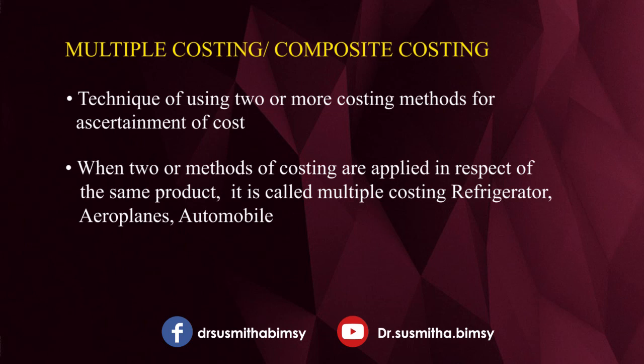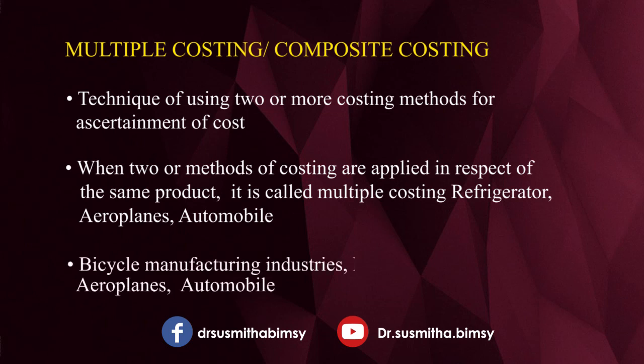For instance, in industries where a large number of components are separately produced and assembled into a final product. The best example is bicycle manufacturing industries. In bicycle manufacturing industries, batch costing is used to ascertain the cost of components. After assembling, unit costing is used to ascertain the cost of a single bicycle. So it's a best example for multiple costing. Radio, TV, refrigerator, aeroplanes and automobile industries are other industries where multiple costing can be applied.